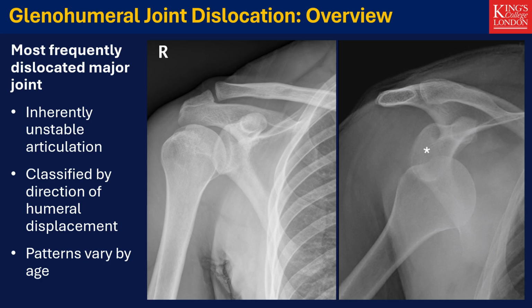Even under normal circumstances, the glenohumeral joint is relatively unstable. Its large range of motion comes at the cost of stability. Dislocations are classified according to the direction of humeral head displacement relative to the glenoid. Anterior dislocations are by far the most common. Posterior dislocations are less frequent but frequently are missed. Inferior dislocations are very rare.